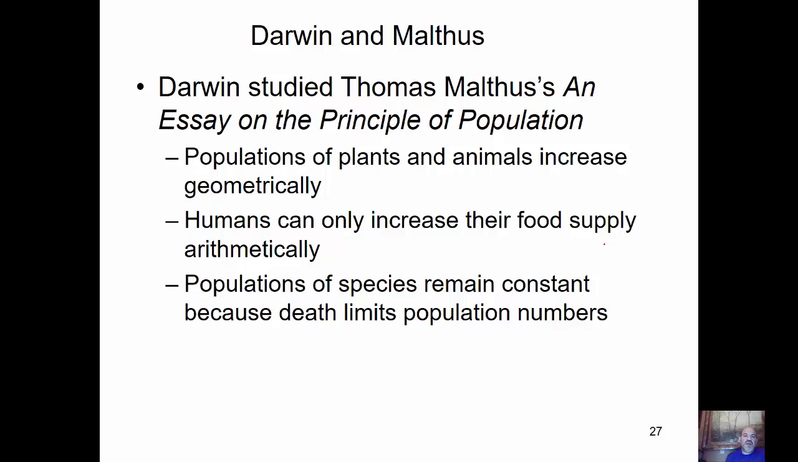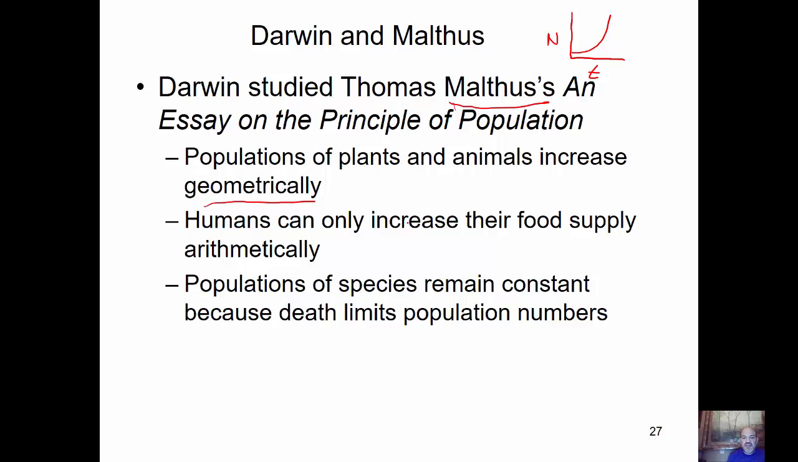Darwin also read a book by Thomas Malthus concerning populations, and in there, Malthus had described what had been understood, that populations of plants and animals seem to increase geometrically. Another way of saying that is exponentially. So if you look at a graph, and here you have time, and here you have the number of individuals in a population over time, you're going to get this J-shaped increase of the number of individuals in that population as the population begins to multiply.